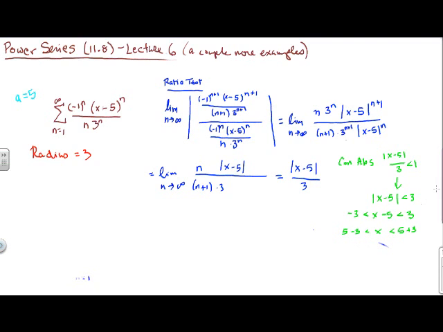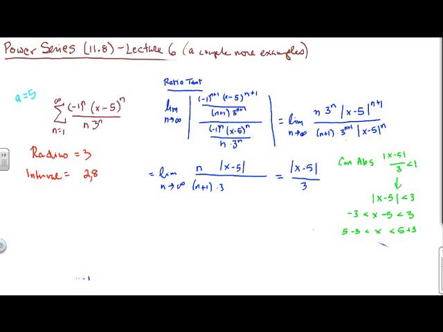Well, it's going to go from 5 minus 3, which is 2, to 5 plus 3, which is 8. We just have to decide whether those endpoints are in there. It diverges whenever |x - 5| over 3 is bigger than 1. That's the same as x bigger than 8 or x less than 2. So we just have to figure out now what's happening at 8 and 2.